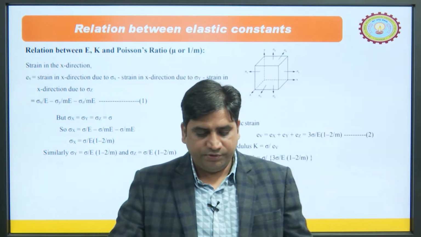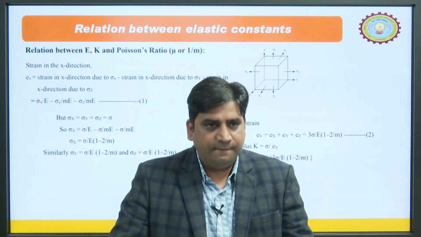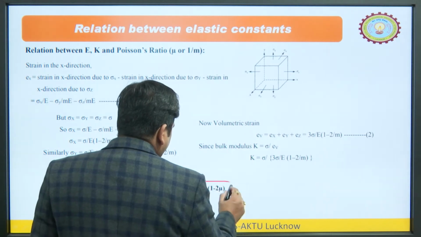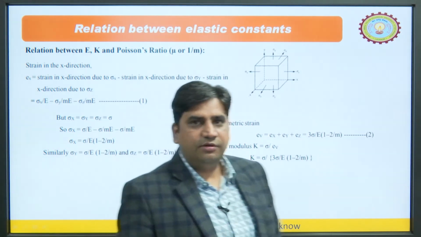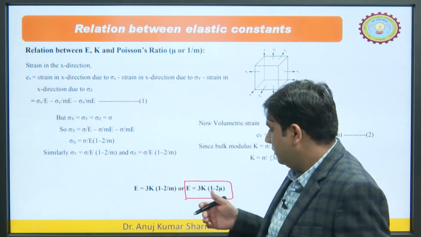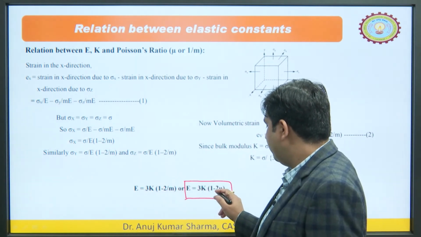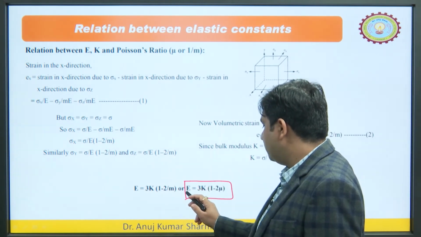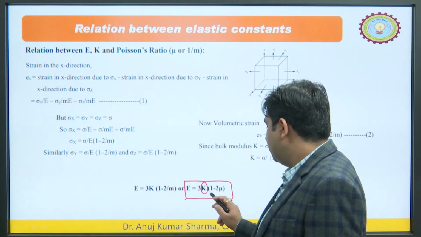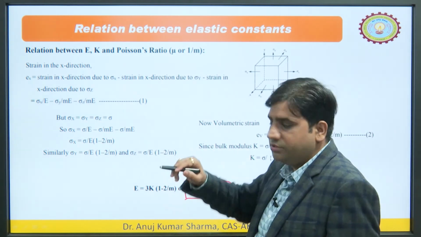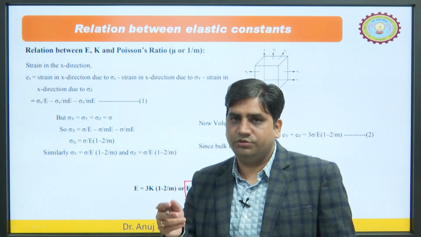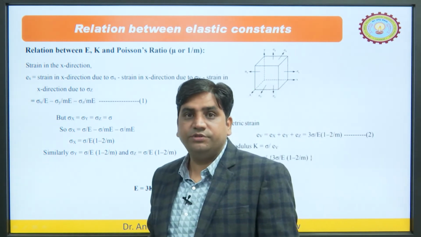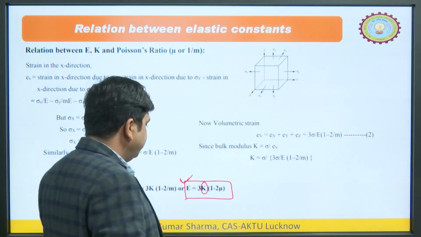Now, these are the relations between these elastic constants. This you can try, it is a very simple derivation. The standard relation between these constants is E is equal to 3K(1 minus 2 mu). This is the relation between modulus of elasticity and bulk modulus, and mu is the Poisson's ratio. Sometimes it is represented by mu also. So, that is the standard formula which we should remember, right.